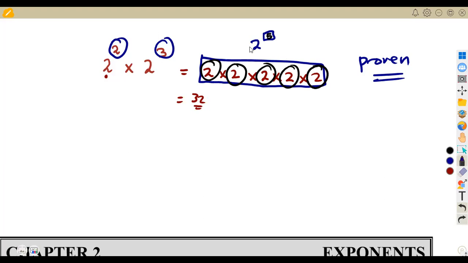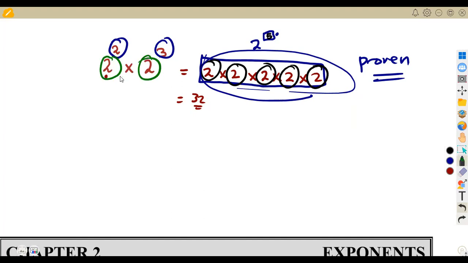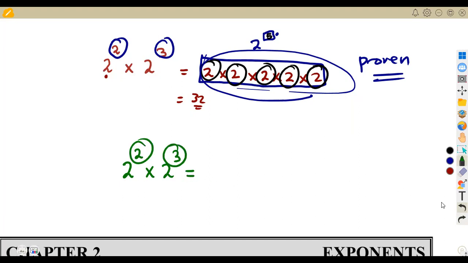Now let us analyze the 2 to the exponent of 5 from this. Instead, you could have seen that we could have obtained the same 2 to the exponent of 5 that we see here from the laws. It follows that if these bases are the same and you're multiplying, you simply add the exponents. 2 to the exponent of 2 multiplied by 2 to the exponent of 3 simply means I'm going to add the exponents because the bases are the same, okay?